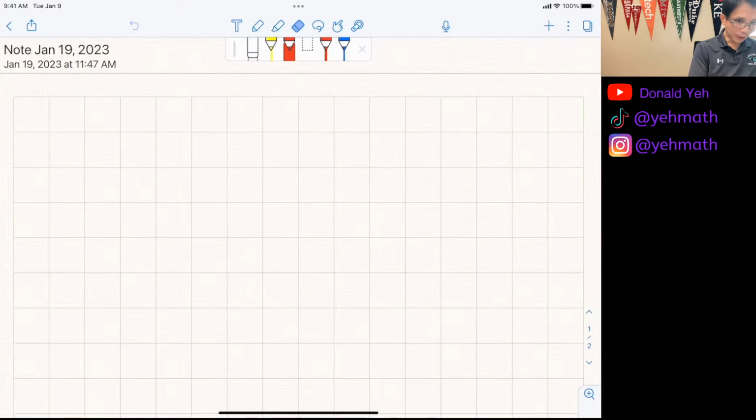Okay, so limit comparison test is pretty easy. So limit comparison test.